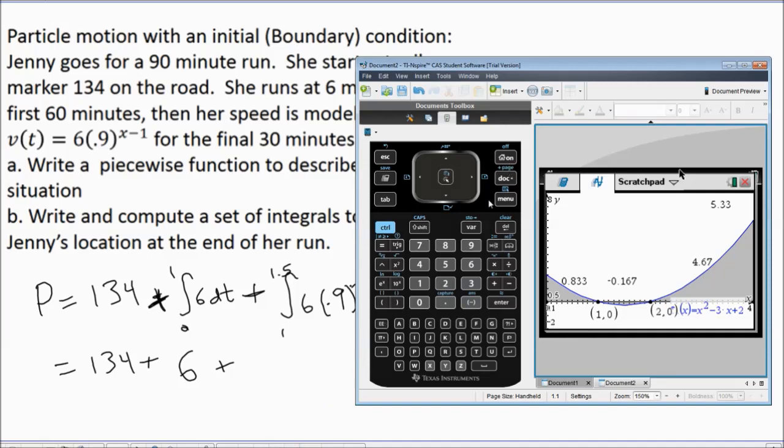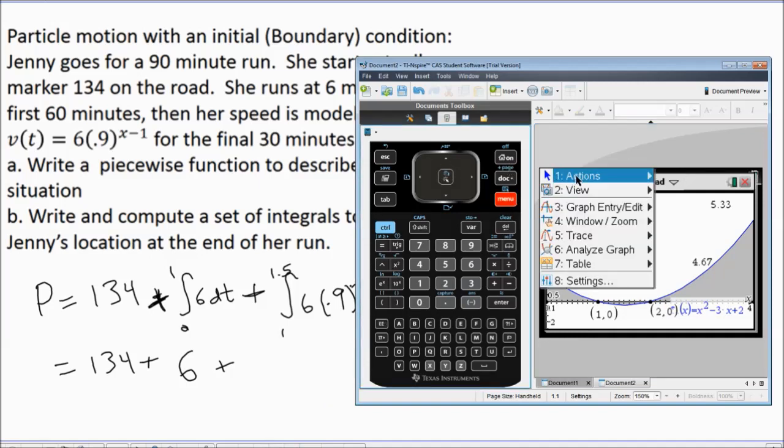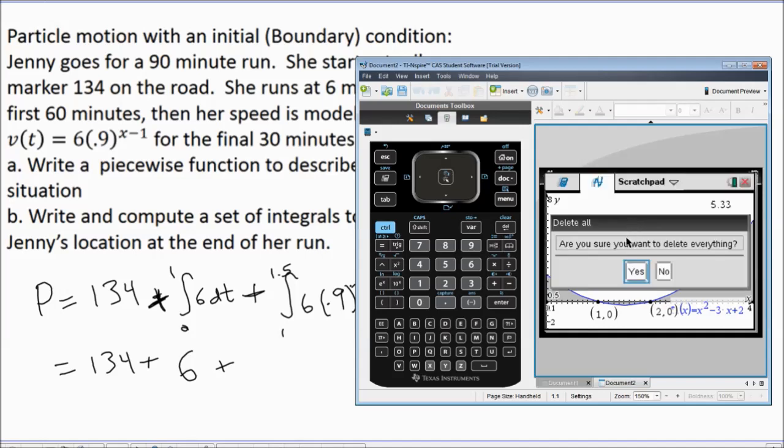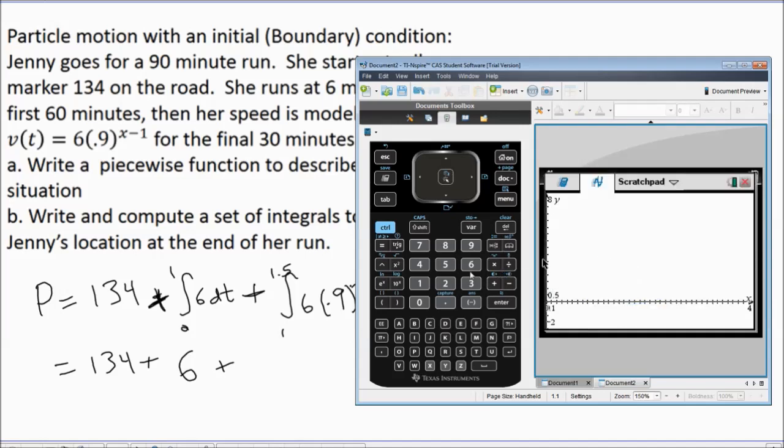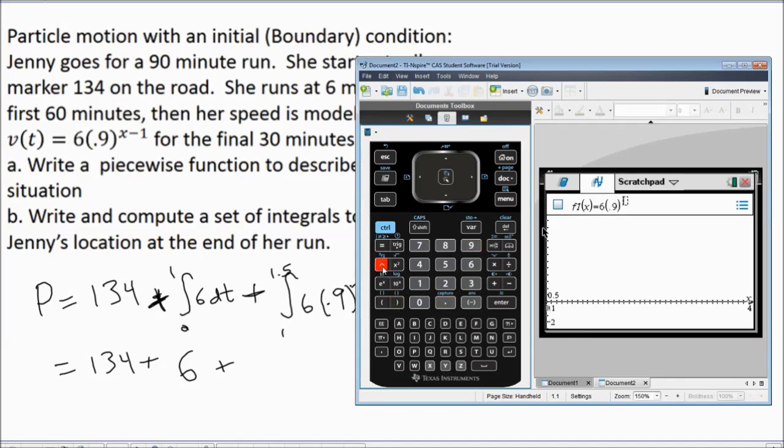Okay, and so I'm going to come back to here. I'm going to clear this off. So menu, action, delete. And yep, I'm sure. I'm very sure. Okay, and let's graph it. Remember, the quick way to get that is to hit tab. Tab is going to bring this up, and so now we can type in our function. And so I get 6, and I'm going to just plug in this real quick. Okay, and there is our function.